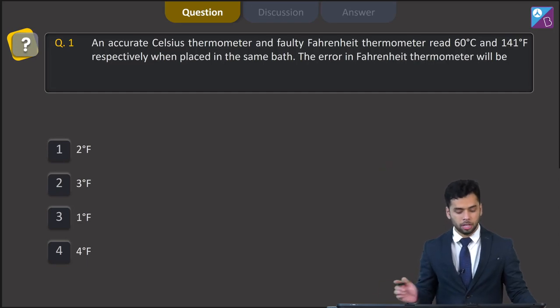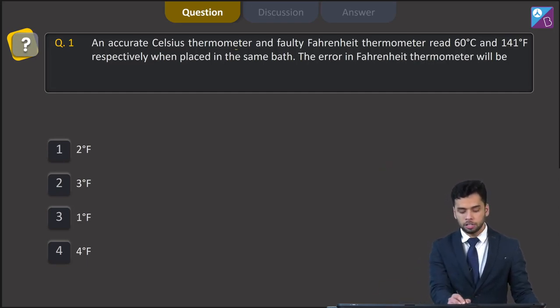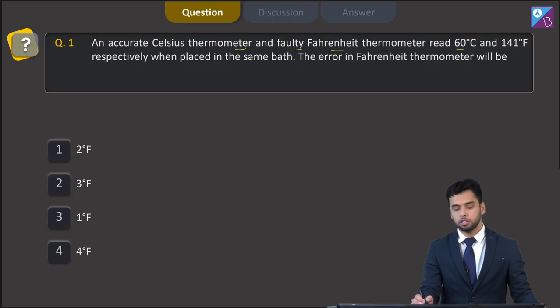So in the first question we have been given that an accurate Celsius thermometer and a faulty Fahrenheit thermometer read 60 degrees Celsius and 141 degrees Fahrenheit respectively when placed in the same bath. The error in the Fahrenheit thermometer will be.